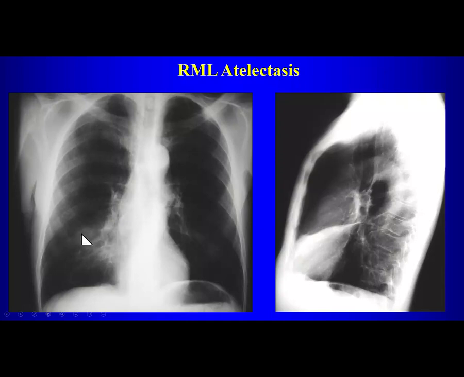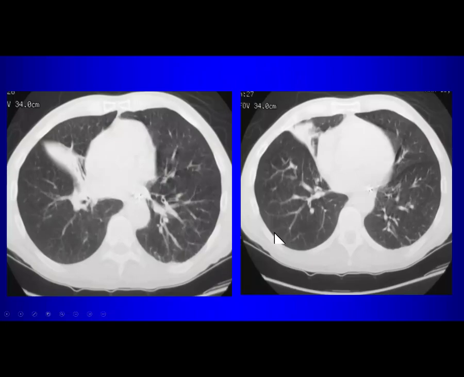Here's another example. You have opacity here that obscures the heart border. Here it looks like pneumonia on the frontal view. When you look on the lateral view, though, you can see that triangular shape and the fact that the minor fissure is pulled down, so there's volume loss here in the right middle lobe. So this patient has collapse, atelectasis in the right middle lobe, and it involves predominantly this segment. What segment is that? Lateral segment of the right middle lobe.